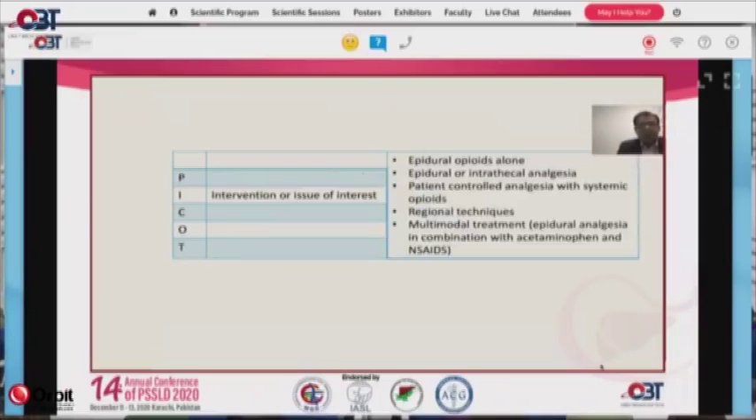I is the intervention or issue of interest. So the issue here is epidural. What intervention can we do? So we could do epidural opioids alone, epidural or intrathecal analgesia, PCAs, regional techniques, or multimodal techniques like epidural analgesia in combination with acetaminophen and NSAIDs.